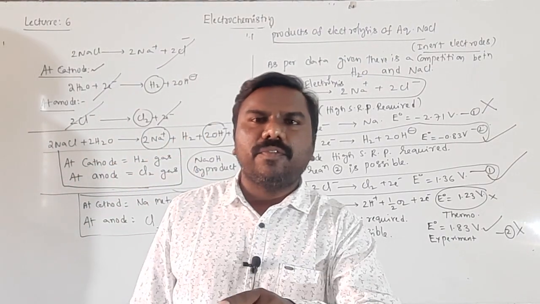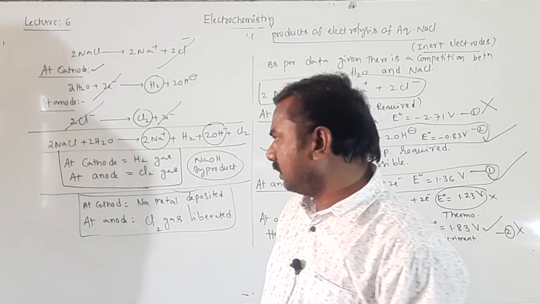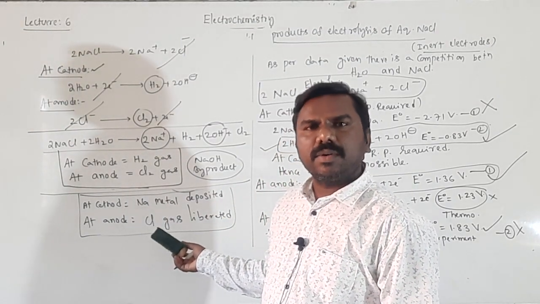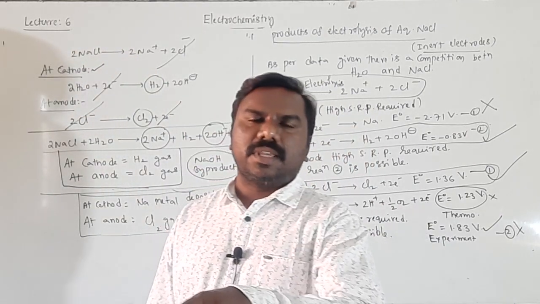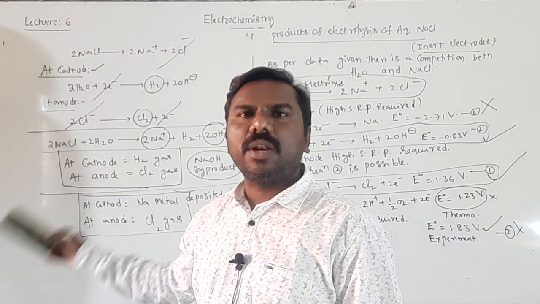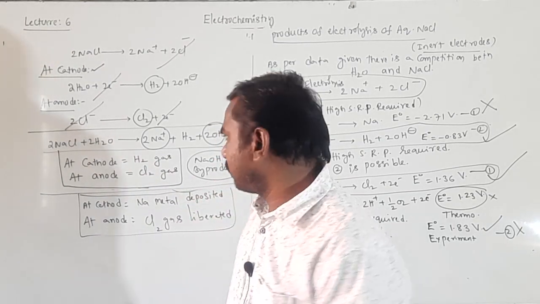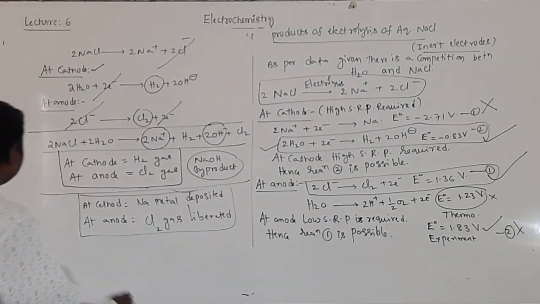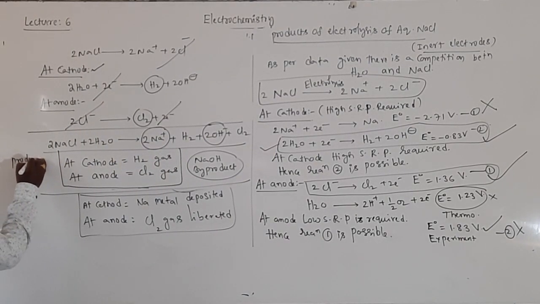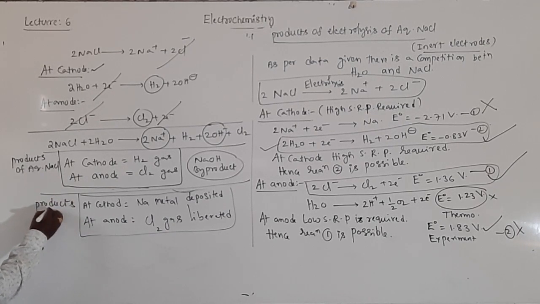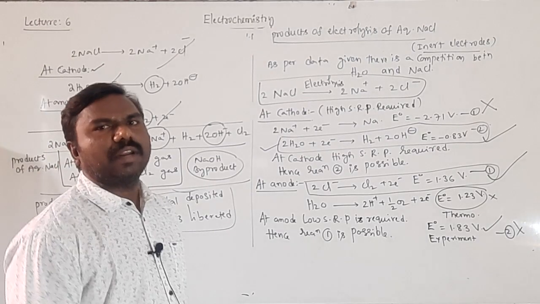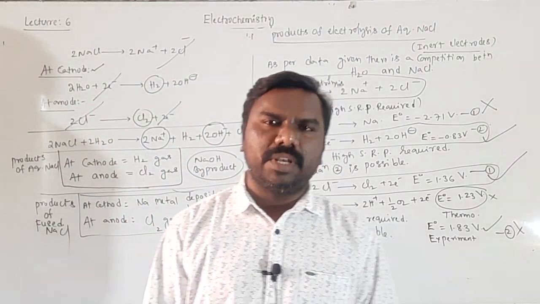In the earlier case, the products of electrolysis of fused NaCl are Na at the cathode and Cl2 at the anode. But in the aqueous case, hydrogen gas at the cathode and Cl2 gas at the anode, a lot of difference. So I am writing clearly here. These are the products of aqueous NaCl on electrolysis. These are the products of fused NaCl on electrolysis. Understood the difference, students? Very, very important.